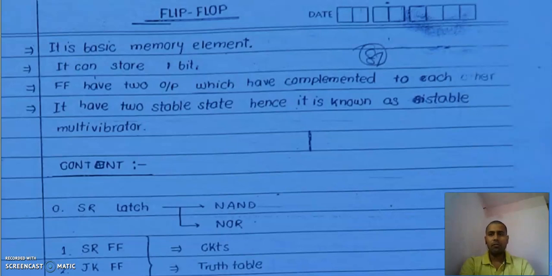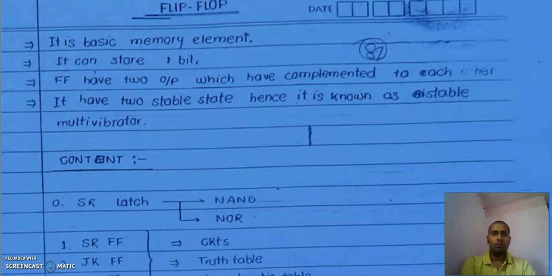Dear students, today we will see the flip-flop. Flip-flop is a basic memory element. It can store one bit at a time. Flip-flop has two outputs which are complements of each other.